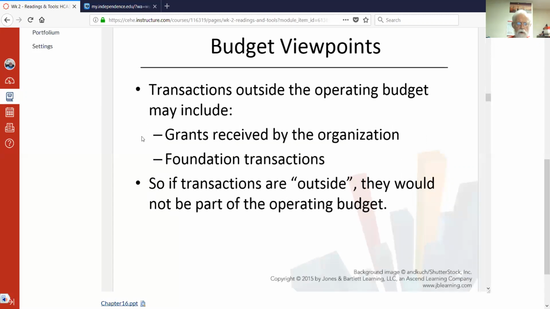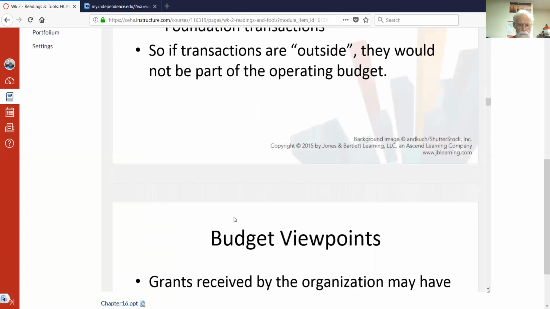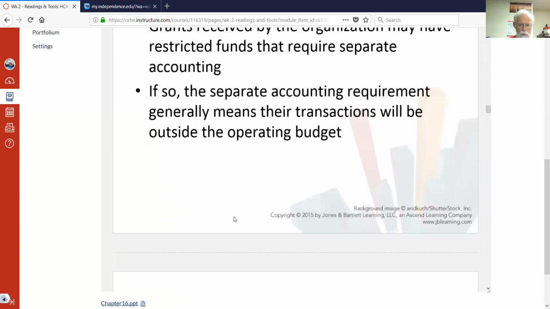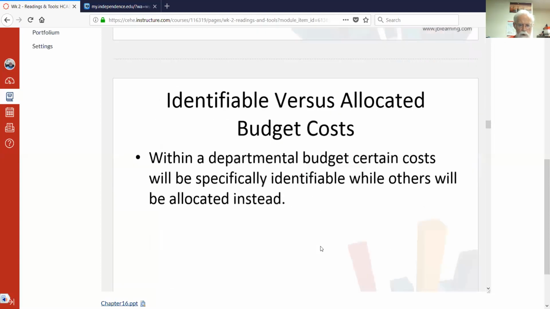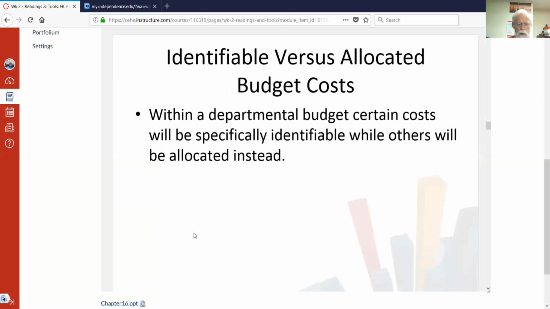Transactions outside, I mentioned those before: grants, foundations. The reason that we consider them outside the operating budget is that those grants and other kinds of transactions like that may require separate accounting outside the operating budget. So that's one of the reasons we look at that. Same with the foundation. So we'll just leave those out.